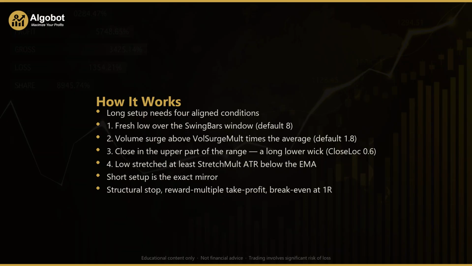Risk management is defined up front. The stop is structural. It sits just beyond the surge bar's extreme, by an ATR buffer set with SL buffer multiple, which defaults to 1/2 of an ATR. If the extreme is broken, the idea is invalidated and the position closes quickly. The take profit is placed at a fixed reward multiple of that initial risk, using reward multiple, which defaults to 2. So 2 units of reward for every 1 unit of risk. Finally, a break-even ratchet moves the stop to the entry price once the position gains 1 unit of risk in open profit. Only one position runs per magic number at a time.